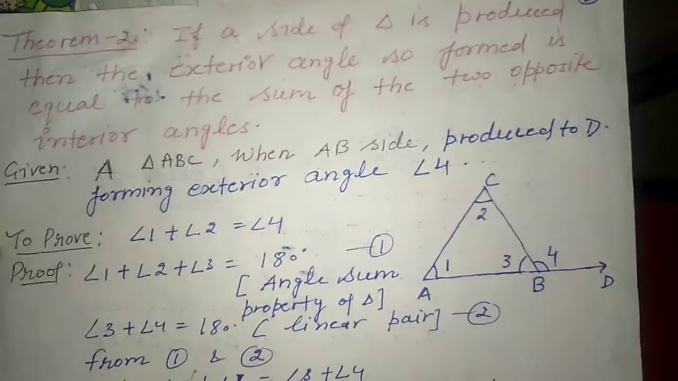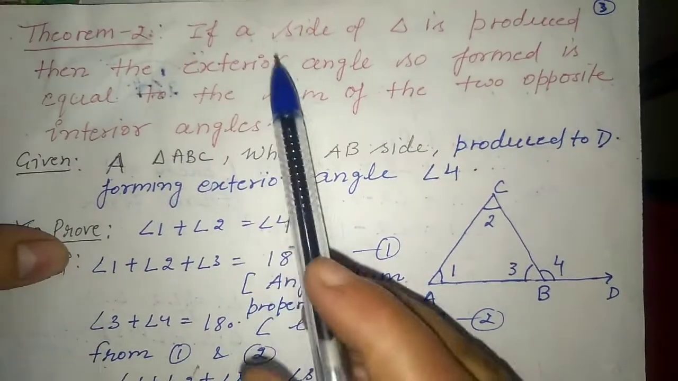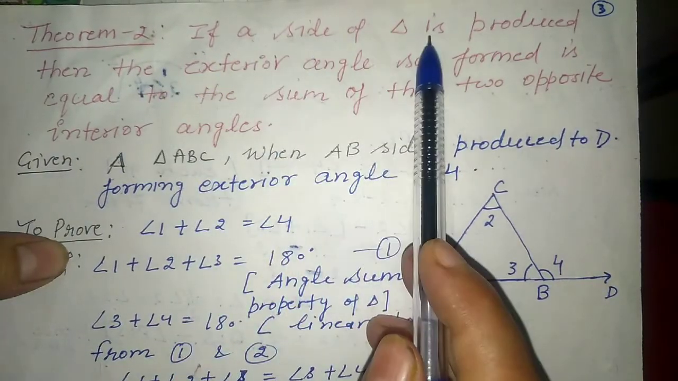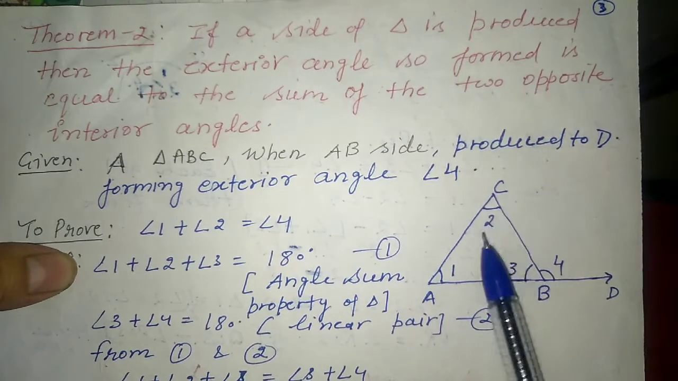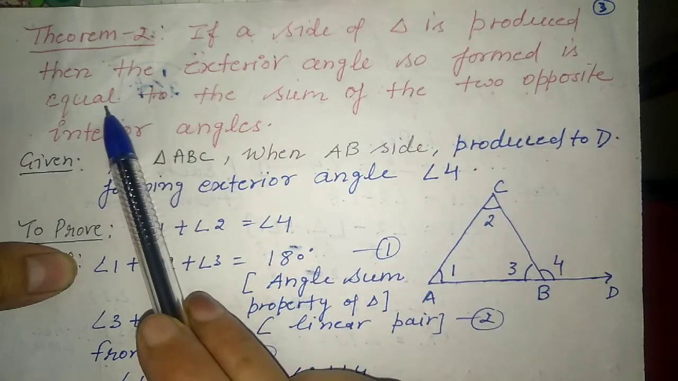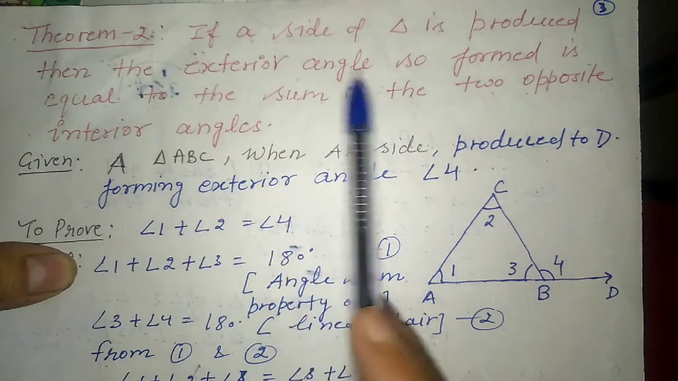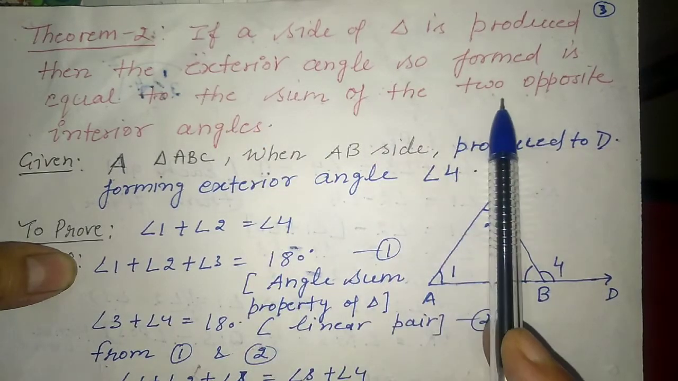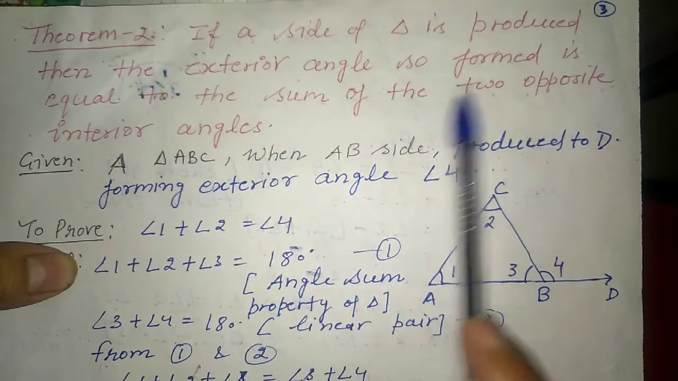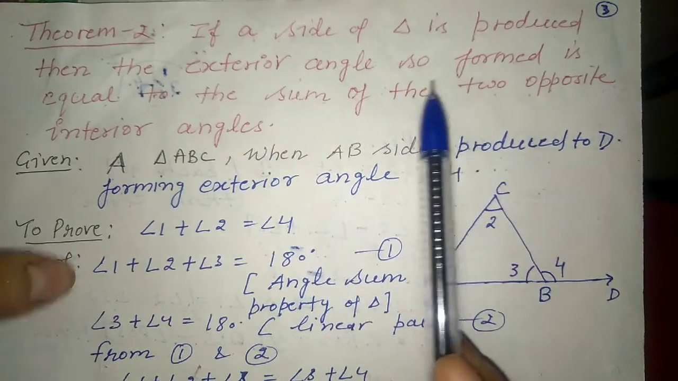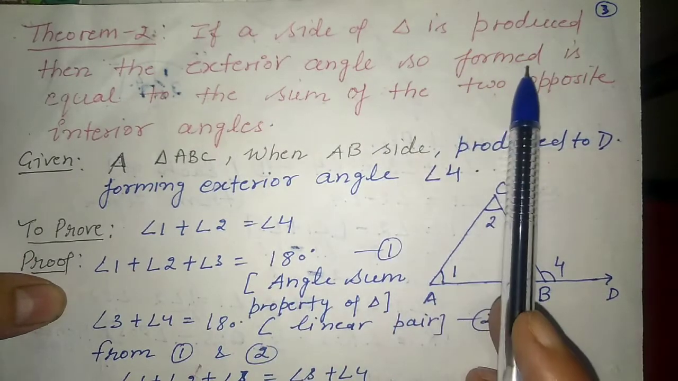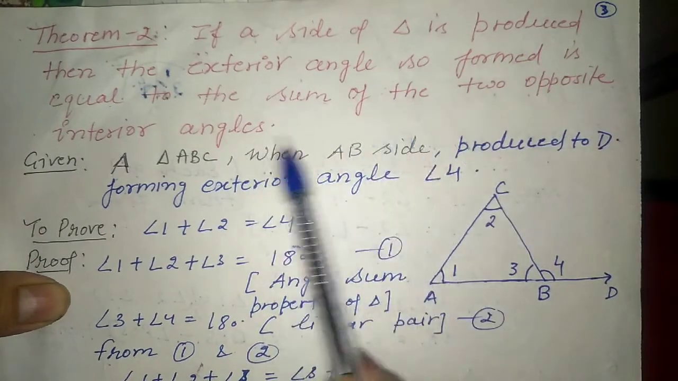Now the second theorem. We have this statement only in the NCERT, but we will prove it here to enhance your knowledge. Theorem 2: if a side of a triangle is produced, then the exterior angle so formed is equal to the sum of the two opposite interior angles. You have to learn this statement because we can use it directly in questions.